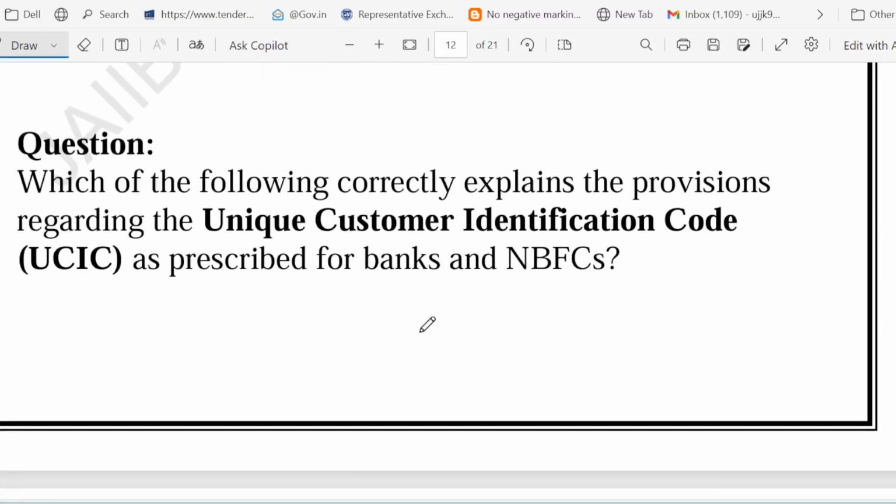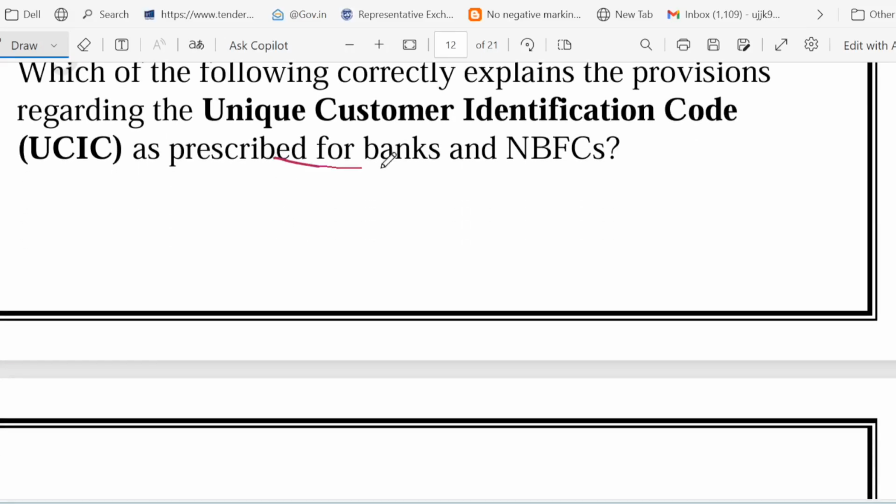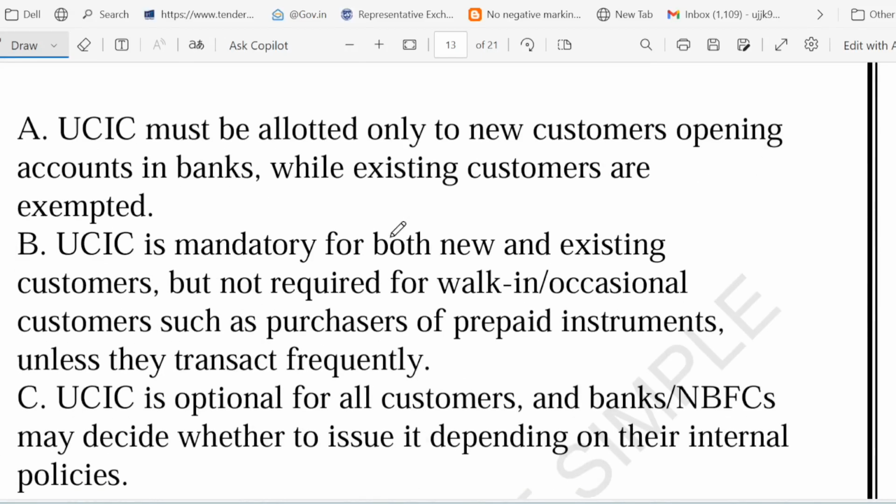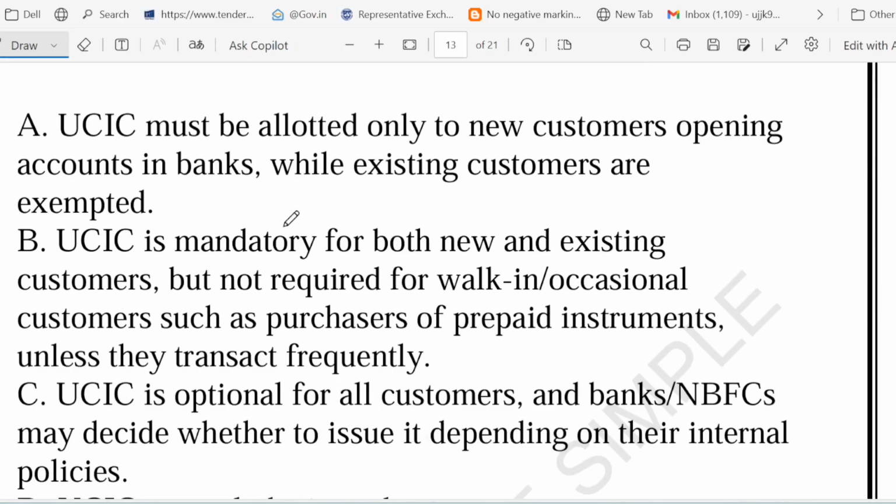Okay. Now let's look at the next one. This question is regarding the UCIC. So friends, today we are discussing a very important question related to UCIC, which is Unique Customer Identification Code. Which of the following correctly explains the provision regarding the UCIC as prescribed for banks and NBFCs? Option A: UCIC must be allotted only to new customers opening accounts in the bank, while existing customers are exempted. Option B: it is mandatory for both new and existing customers but not required for walk-in and occasional customers.